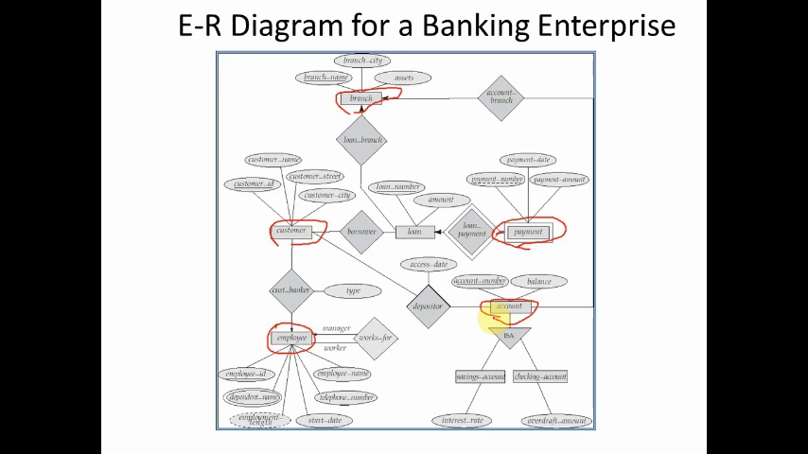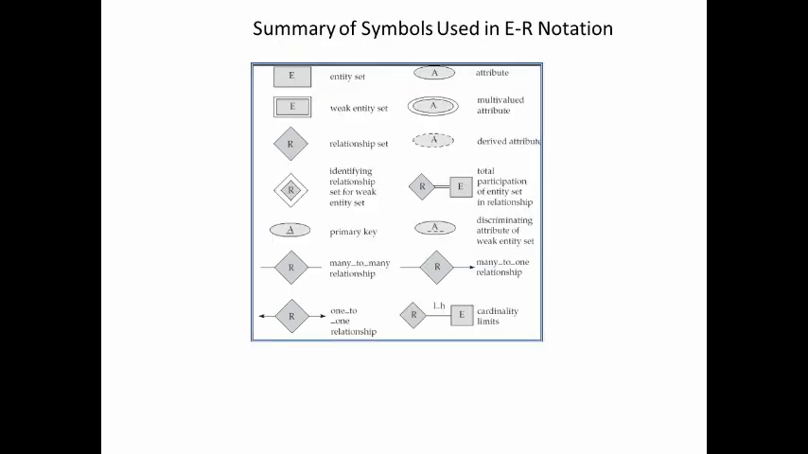And remember, we said the diamond shapes are the relationship sets, and any underlined ellipse would be the primary key. So this basically shows an example of a complete banking enterprise ERD system. Then we have a representation of what each symbol is all about. You can see the multivalued attribute that we talked about, and the derived one. We have total participation. We have this kind of representation where you're talking of many to one.